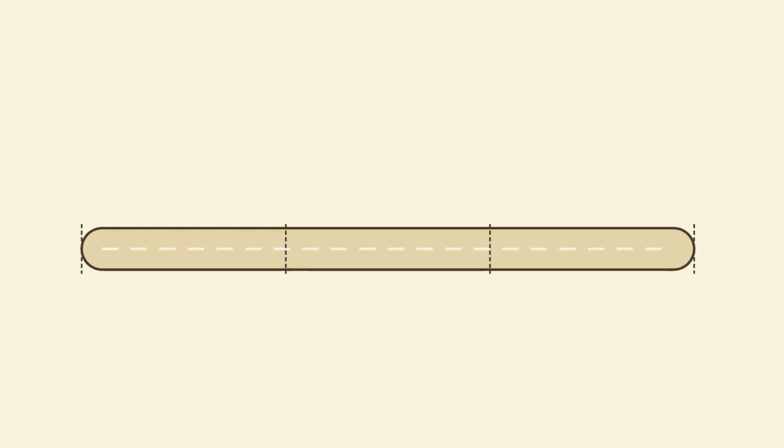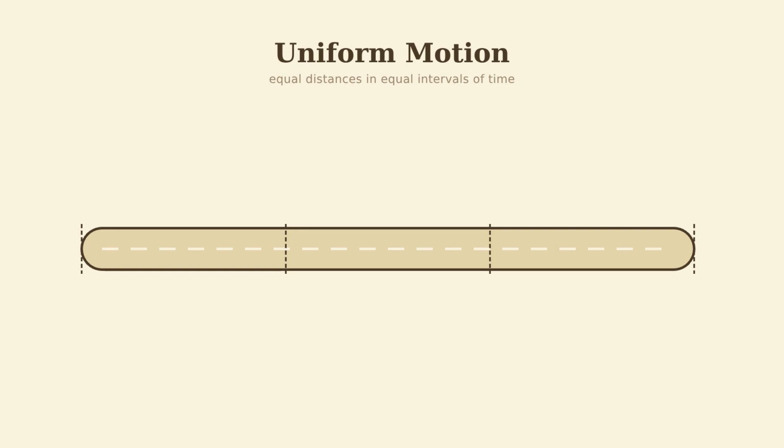Now, motion itself comes in different flavors. First, uniform motion: when an object covers equal distances in equal intervals of time. Picture a car cruising on a highway at a steady 60 km per hour. Check its position every hour, and it will have covered exactly 60 kilometers each time.